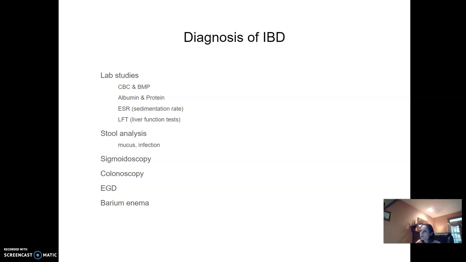And then really our definitive diagnosis is going to come from the sigmoidoscopy, colonoscopy, or EGD. We're going to take an actual look at the bowel tissue. They may take a sample of it just to see how damaged it is. We could also do a barium enema, which would show us the mucosal patterns and the depth of damage.